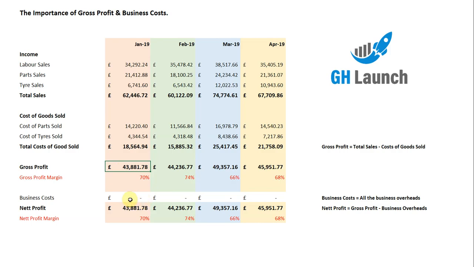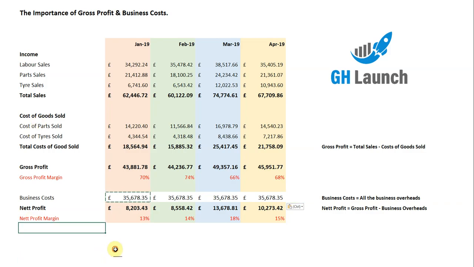So I'm going to show you what happens when I enter the cost of business when I understand what my gross profit is. In this particular business, it costs £35,678 per month to open the doors. And I can immediately see what my expected net profit is.